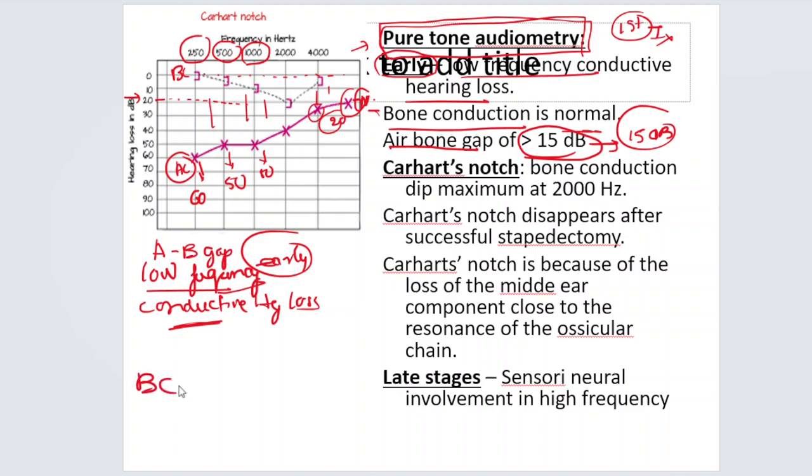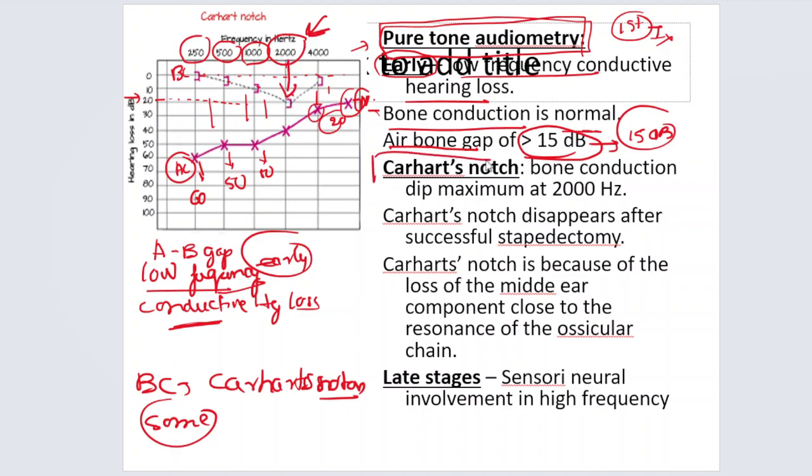Only in the bone conduction curve, you will see the Carhart's notch. In a few cases, not in all the cases, you will see a characteristic dip in the bone conduction curve. So here it is 0, here it is 5, here it is 10, and at 2000 hertz, you will see a dip in the bone conduction curve. That dip is called the Carhart's notch. This Carhart's notch disappears after successful stapedectomy. So if you have done a successful stapedectomy, the Carhart's notch will disappear. It will become a straight line afterwards.